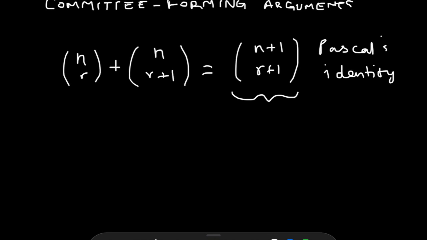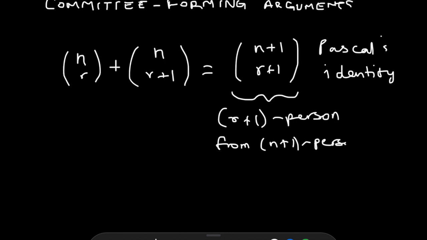So the right-hand side is counting the number of ways that we can have an r plus 1 person committee from a total of n plus 1 people. So from an n plus 1 person group. And now we want to show that the left-hand side is also counting the number of ways that we can form an r plus 1 person committee from n plus 1 people.